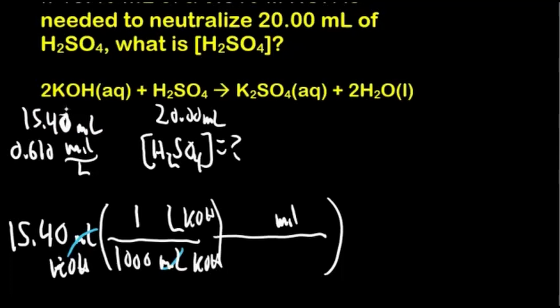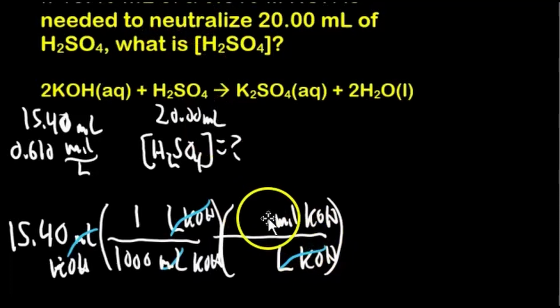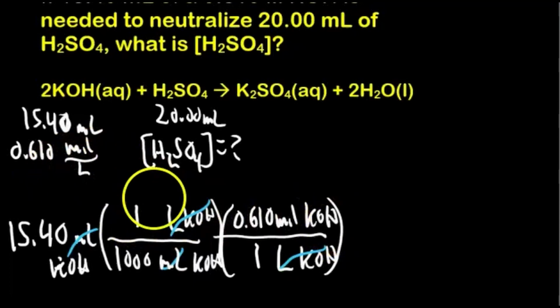Moles of KOH. That's what we want. And we want to cancel out liters of KOH, so we'll cancel those out. But we need to know the numbers. So there are 0.610 moles of KOH for every 1 liter.